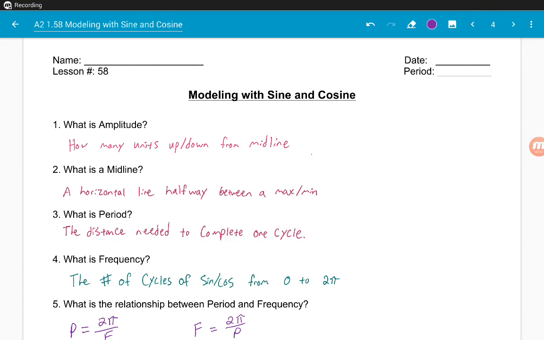Here's your video on Lesson 58, Modeling with Sine and Cosine.